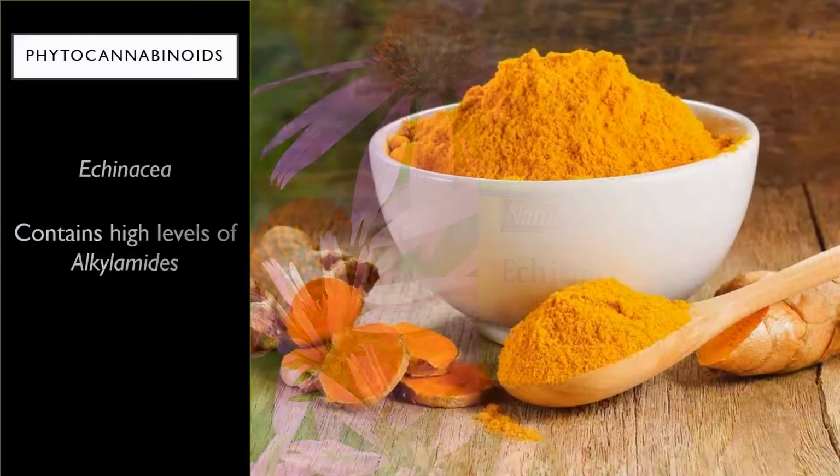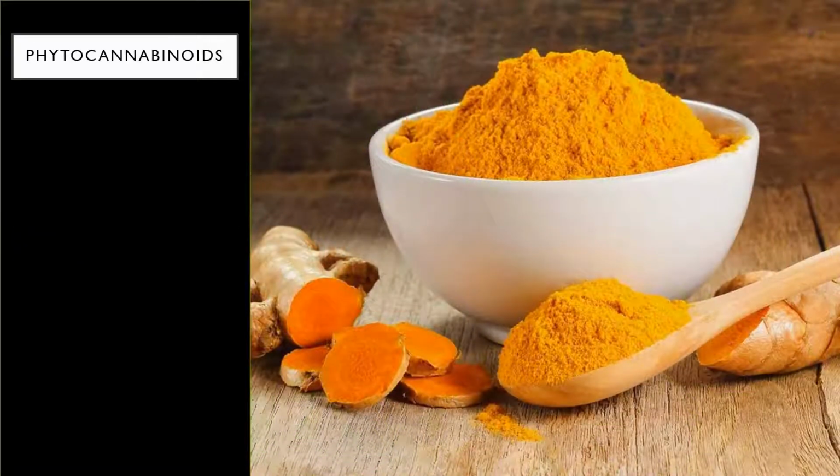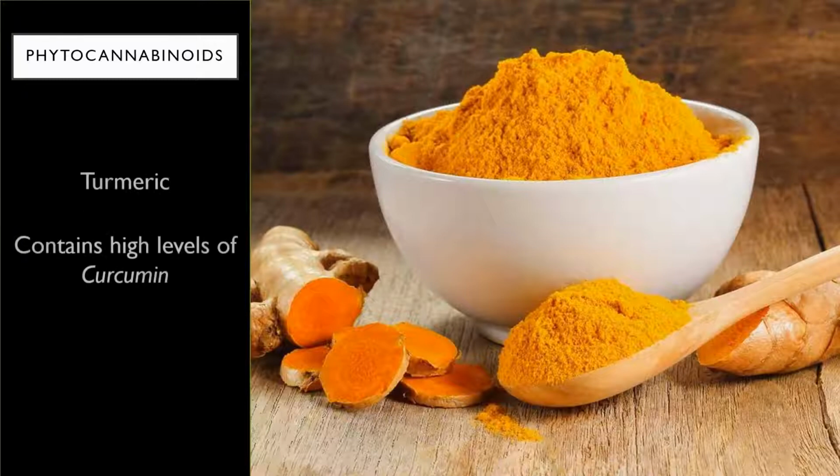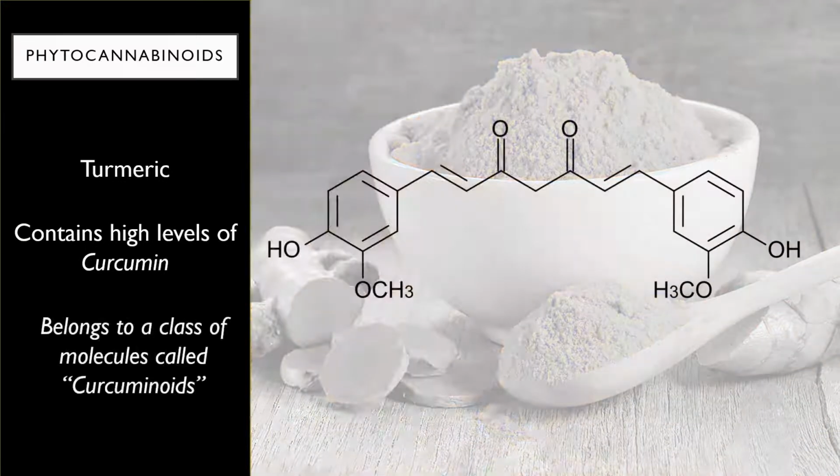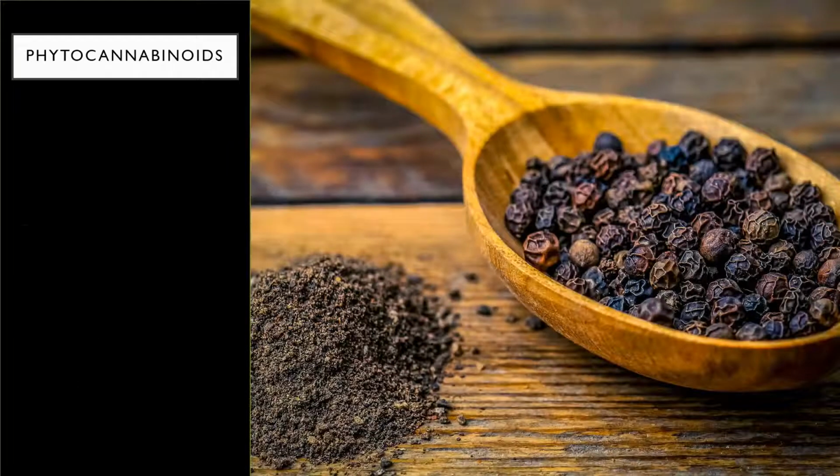What about this very common spice used in certain types of cuisine? The distinctive color might give it away. Well, this is turmeric, which contains very high levels of curcumin, and curcumin belongs to another class of important compounds called curcuminoids, which also have antioxidant and anti-inflammatory qualities. Curcumin has been taken for thousands of years for these purported health benefits. Here's a spice we use on a nearly daily basis.